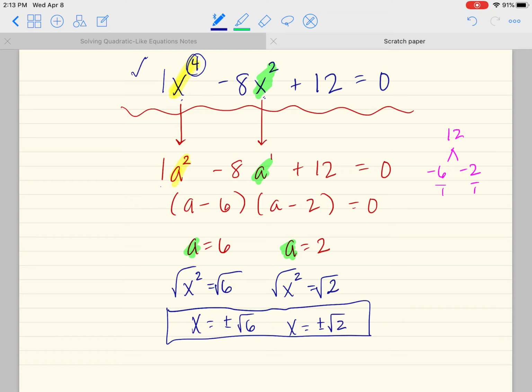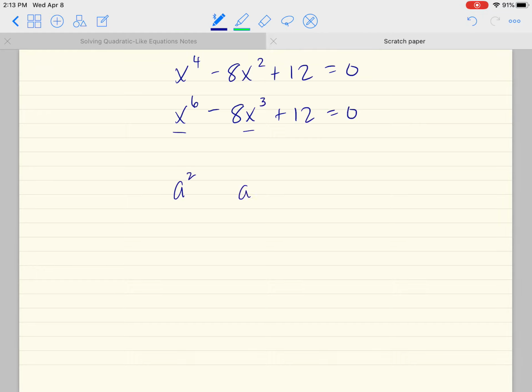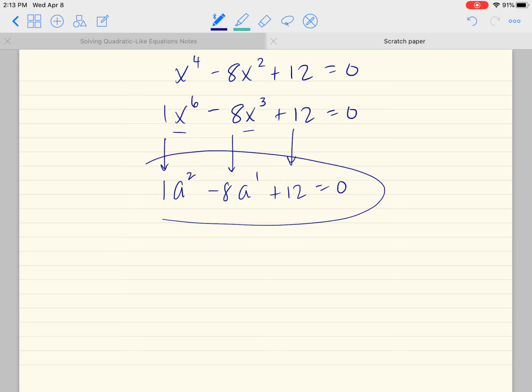Now it should make sense that we were looking for 4 solutions because we had our x to the fourth equation. Okay, so it's a process of substitution, and every time we do this process, we're going to take whatever our variables are and we're going to replace them with a squared and a to the first. It doesn't matter what they are. So if our equation was, instead of x to the fourth and 8x squared plus 12 equals 0, let's say it was x to the sixth and 8x cubed plus 12 equals 0. All the variety I showed you on the note sheet, doesn't matter what these variables are, we're going to replace them with a squared and a.